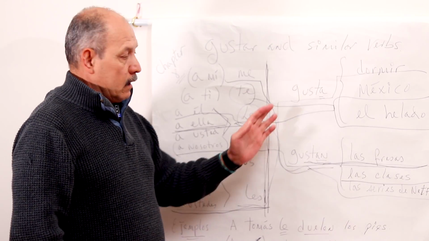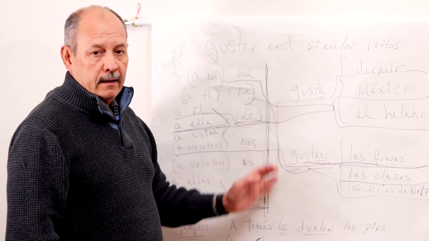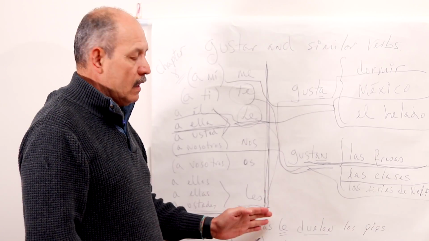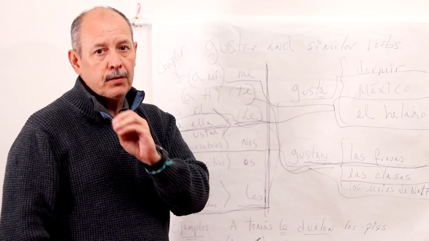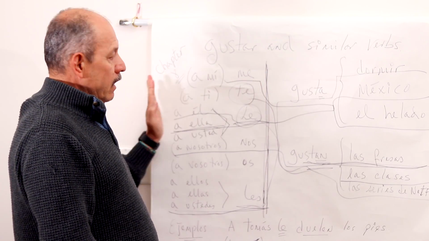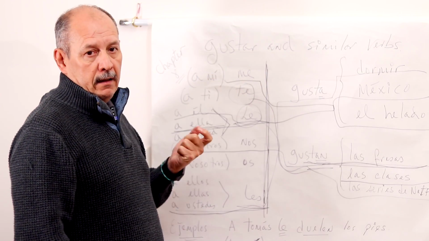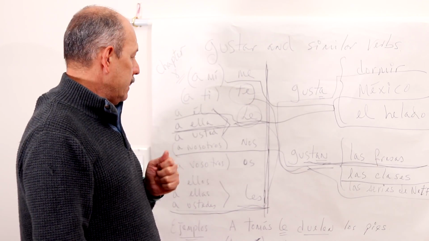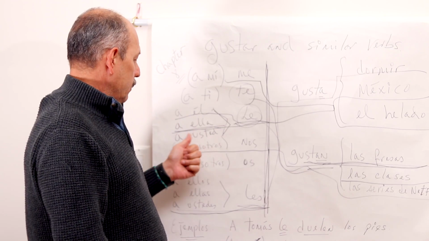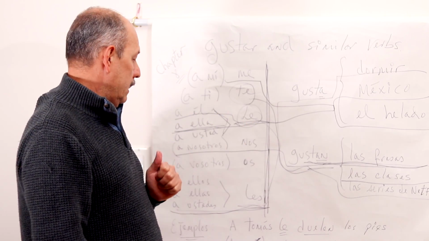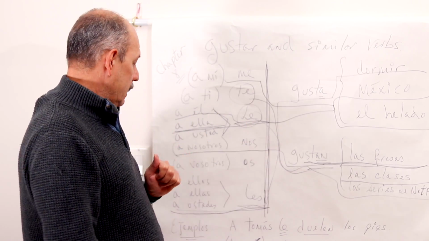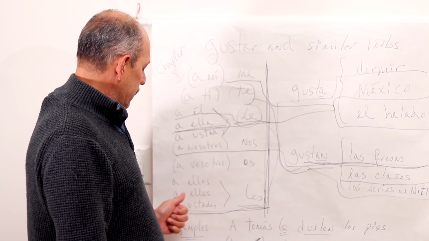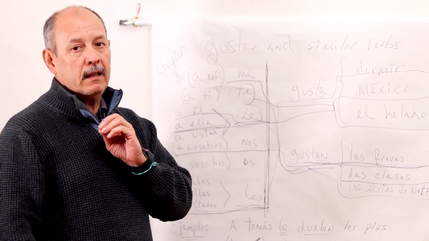I hope that with this line here, you can understand my point, right? Remember, I drew this line here because I want you to focus on this side of the board. A mí and me are related. A ti and te are related. A él, a ella, a usted and le are related. A nosotros and nos are related. A vosotros and os are related. A ellos, a ellas, a ustedes and les are related.